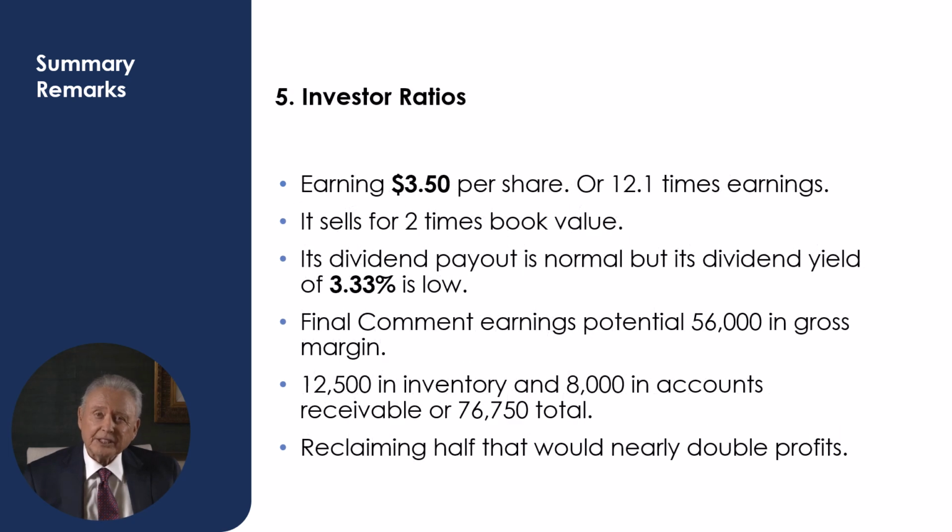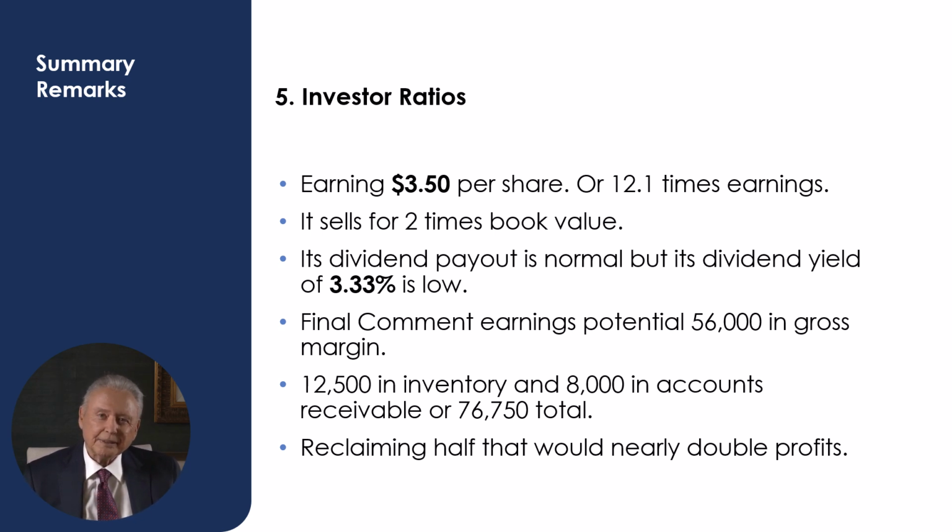In the investor section of the ratios, earnings per share was $3.50. The stock was selling for 12 times earnings. The dividend payout was normal at 40%. The dividend yield, based on a stock price of $45, was 3.33%. That's considered low unless we're seeing dividend growth.